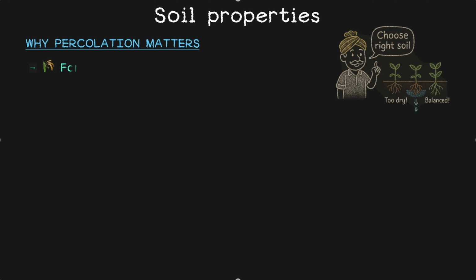Firstly, it tells farmers to choose the right crops for the given soil. Depending on what type of soil it is, it will have different percolation rates. It will hold water differently. This would help farmers choose the right crops.